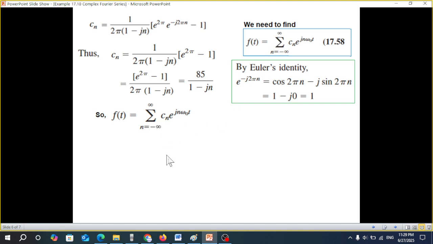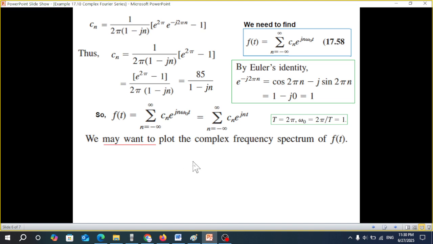So this was the original function. Now we can plug in the value of Cn. So Cn e^(jnt). We may want to plot the complex frequency spectrum of f(t). So actually, f(t) is this function. Actually, you can plug in the value of Cn here, so that will be the answer. But we want to plot also. So to plot, we have to find the magnitude and angle of Cn.